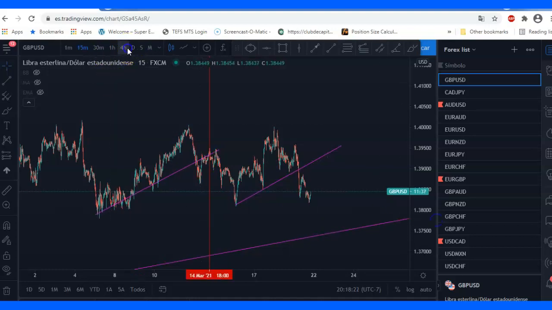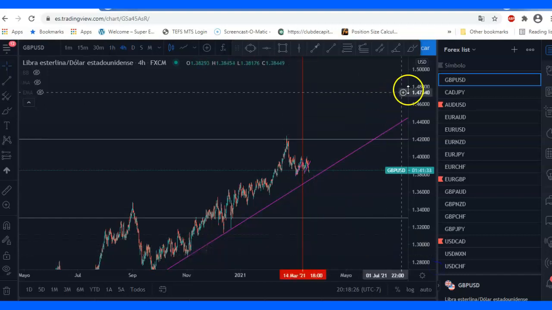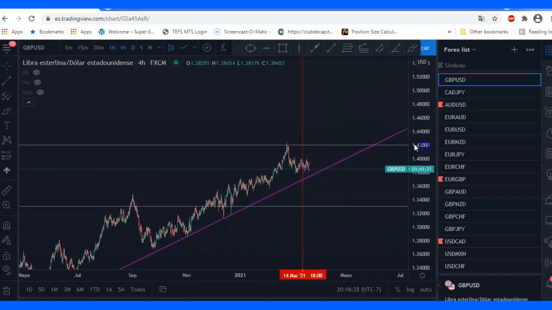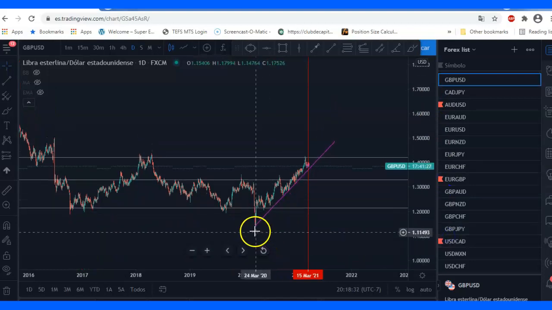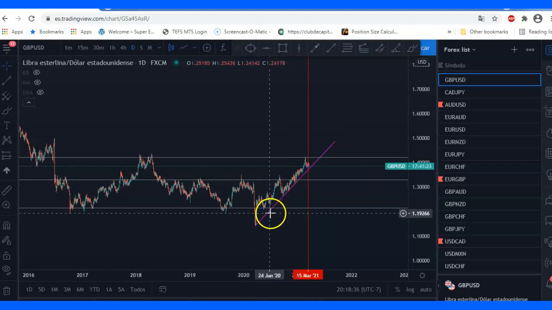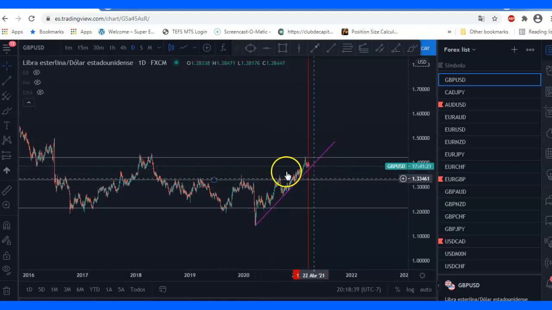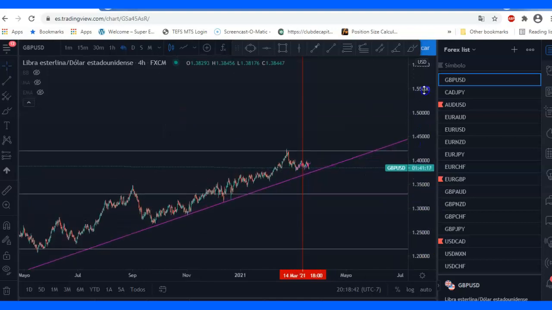Okay, let me look at the 4 hour to see the big picture again. Okay, we're still in an uptrend, and the daily, obviously, is an uptrend right there. All of these moves against the trend are corrections. So right now, obviously, it's a big correction. You can see it right there.